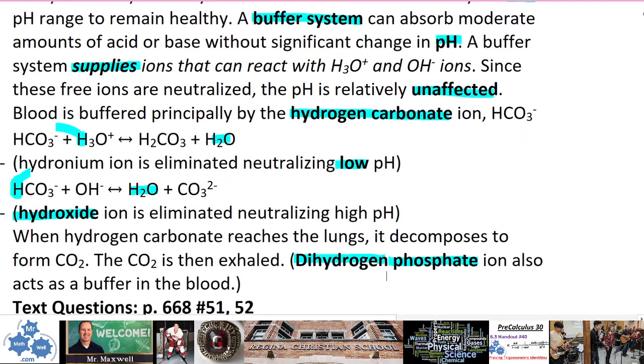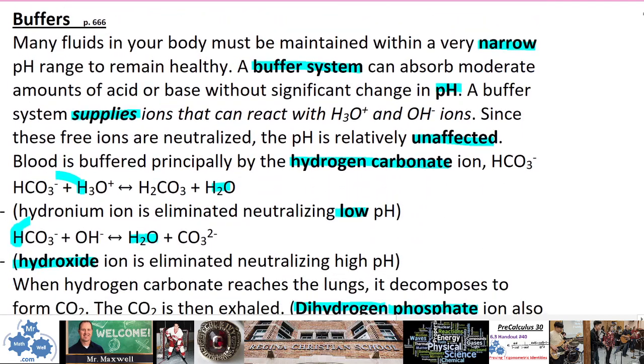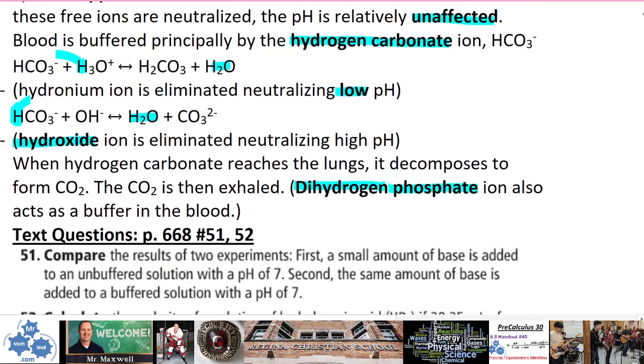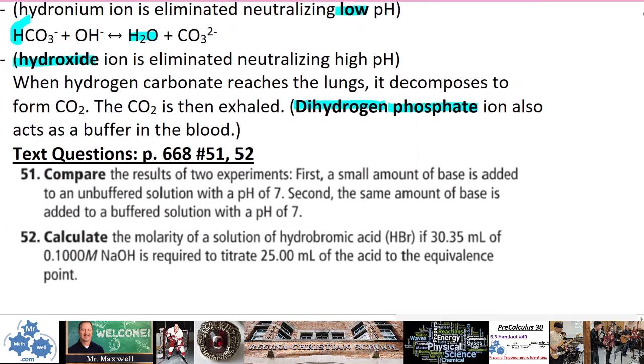Any questions about buffers? Go ahead and work on these questions, and then I'll show you some solutions in a little bit.